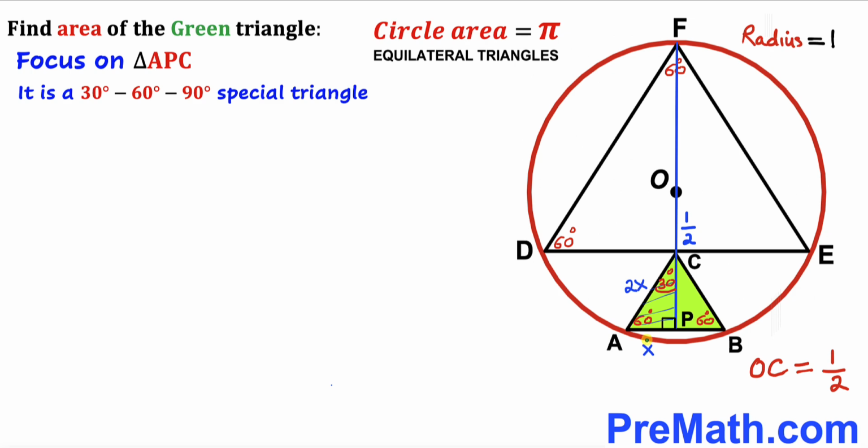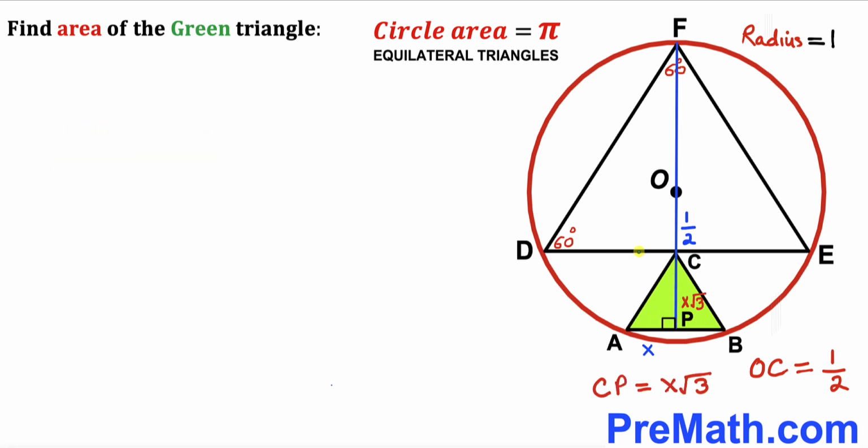And now we can see that this APC triangle is a special 30, 60, 90 triangle where this smallest leg is x and the longest leg is 2 times x. So therefore this third leg has got to be x times square root of 3. So therefore we can see this CP length turns out to be x times square root of 3. And here's our next step.